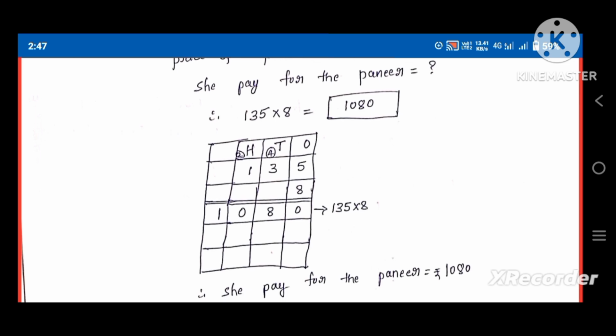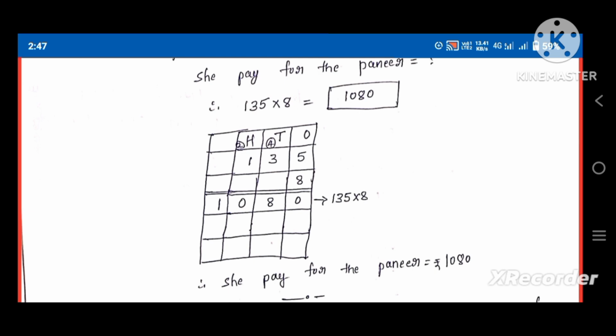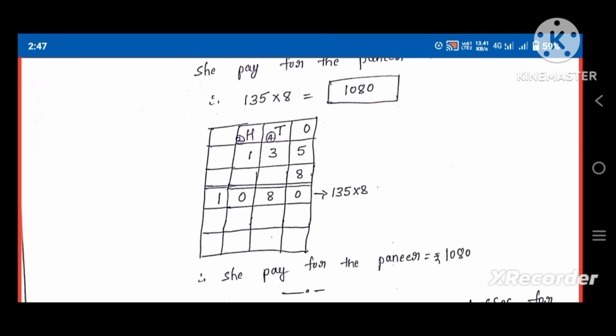So 135 into 8, we multiply. Then we get the answer. She pays for the paneer rupees 1080.